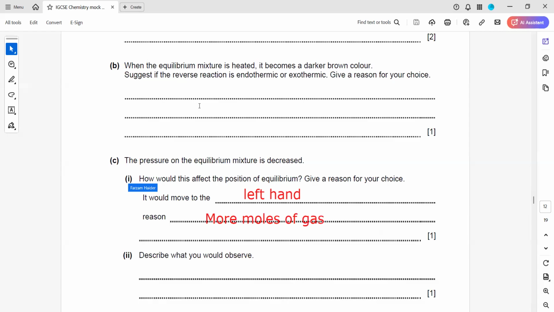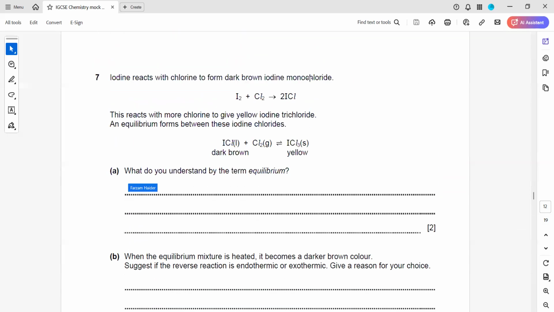So last question. Take your time. Then describe what you would observe. If the equilibrium shifts toward the left hand side, what will we observe? It will become dark brown. It is shifted towards the left hand side, so it will become darker.